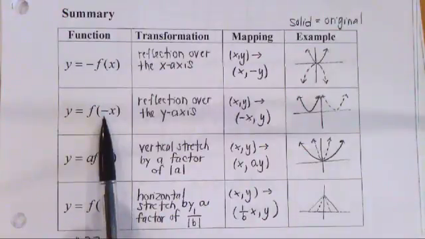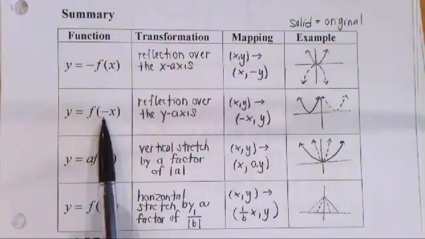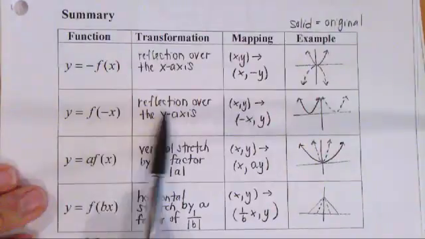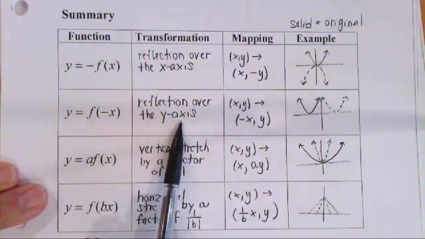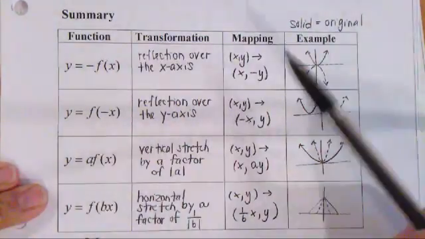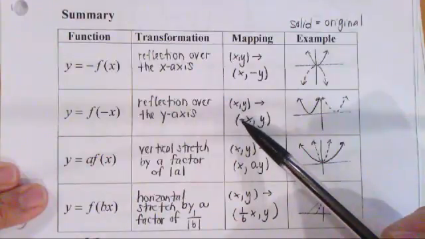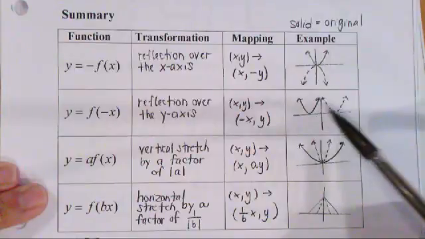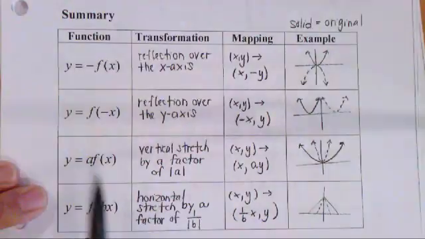When you've got your negative on the inside here, this is the reflection over your y-axis, and your x values get multiplied by -1. And this is what the transformation looks like here.